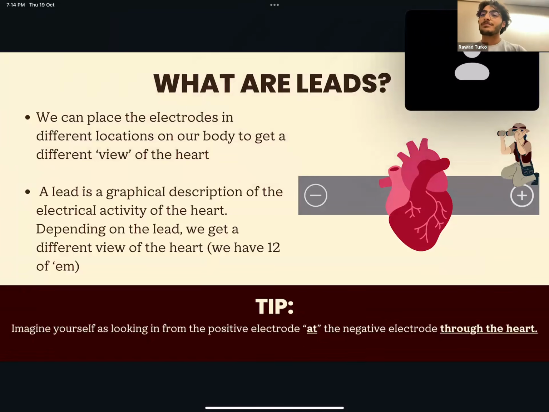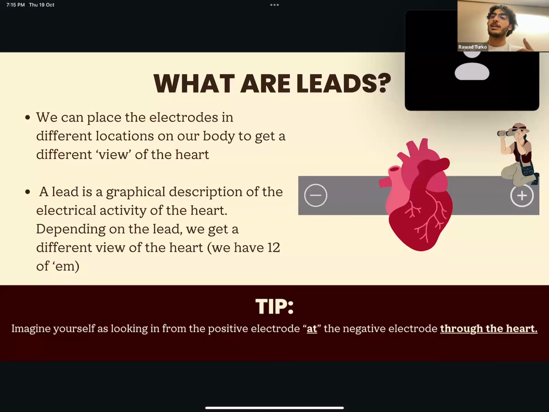I'm assuming, just based on my experience last year, that this is one of the more difficult concepts to grasp in this lecture. But inshallah, we'll be able to go through it sort of easily, sort of. So, leads. I mentioned that we have these electrodes that we put on our body when we want to do the ECG, right?